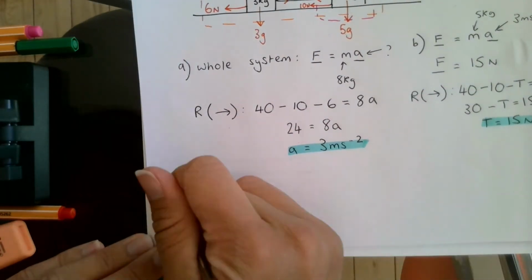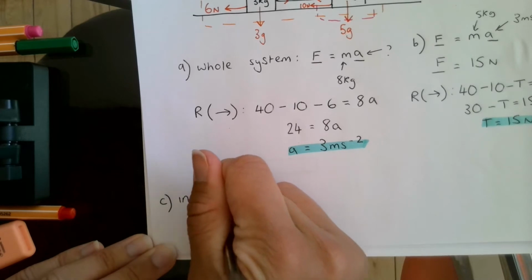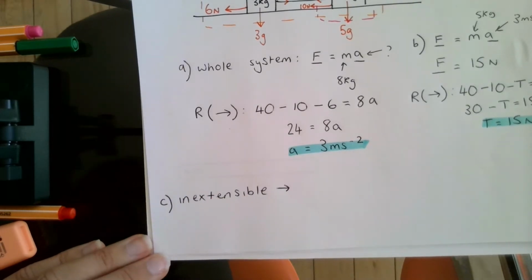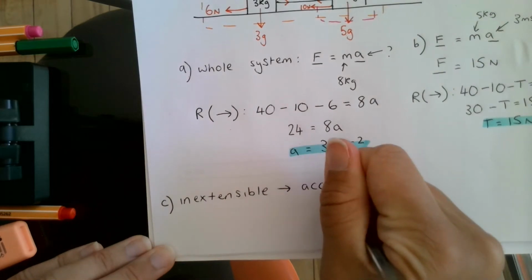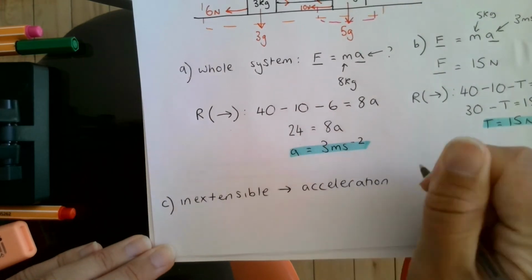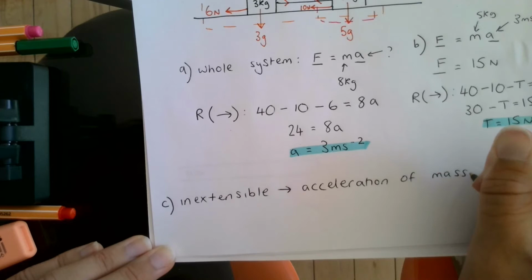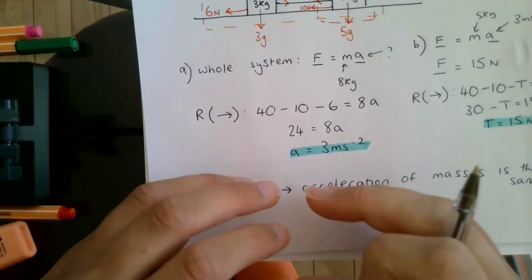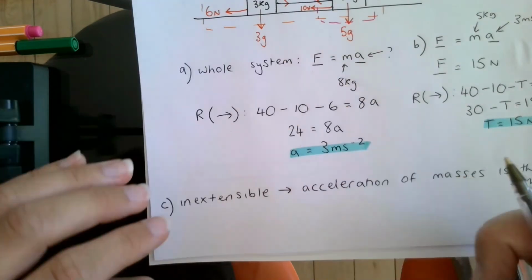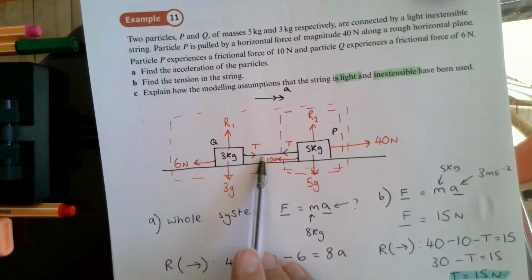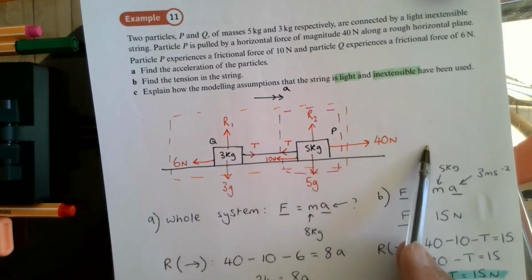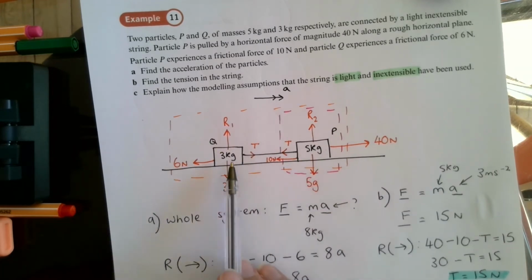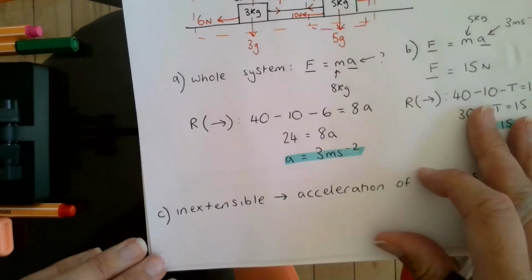So if a string is inextensible, this means that the acceleration of the masses is the same. And that's because the string isn't stretching, it's staying exactly the same distance apart. So if P is moving at a certain acceleration, Q will also be moving at that acceleration because the string is staying the same length, so they're both moving with the same acceleration.